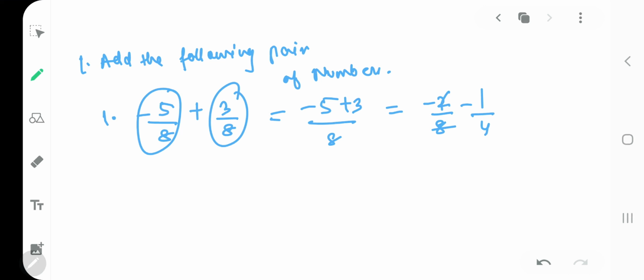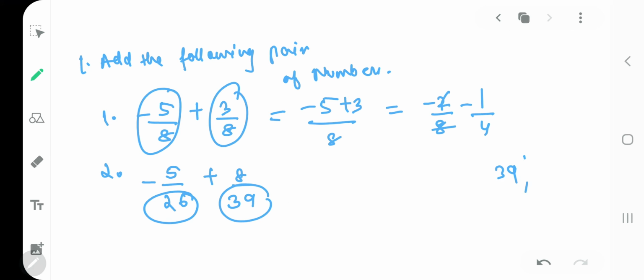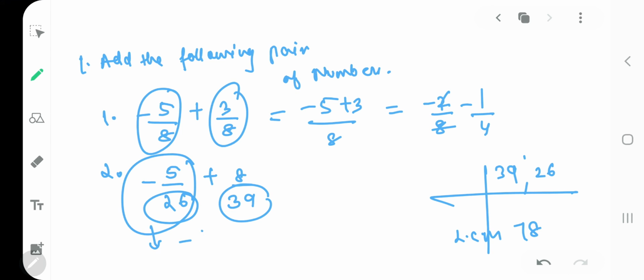But when you have different denominators, for example, if I give you minus 5 by 26 and 8 by 39, in that case, my dear kids, you have to get the LCM of 39 and 26 together. The LCM here will be 78. Once you have 78, you have to make each fraction's denominator 78. To make 26 into 78, you have to multiply by 3. That will be minus 15 upon 78.